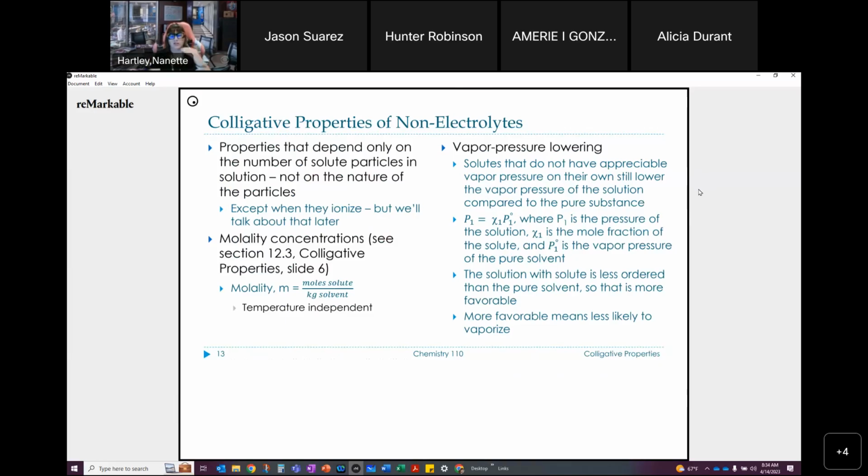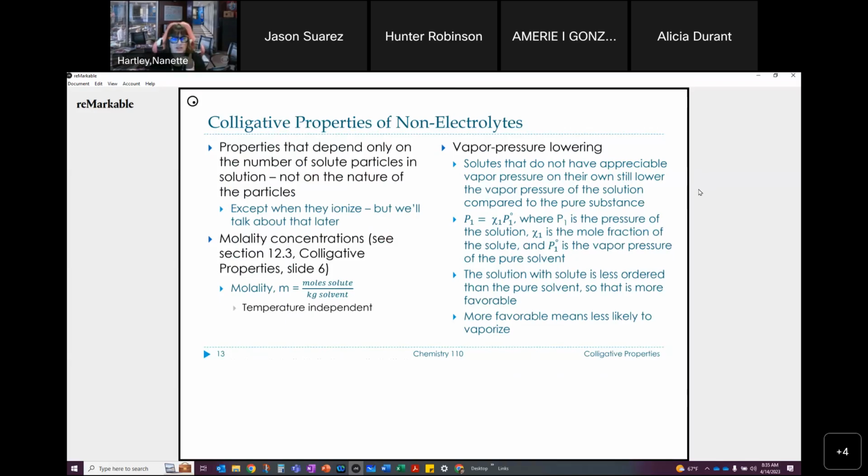But if we look at the solvent, its ability to get into the gas phase from the solution has been lowered. And the reason that it's been lowered is because those solute molecules may be at the surface, preventing those solvent molecules from getting out. So we lower that vapor pressure because of that. And that is entirely dependent on how many of those solutes I have in my solution. So we look at a mole fraction for that.